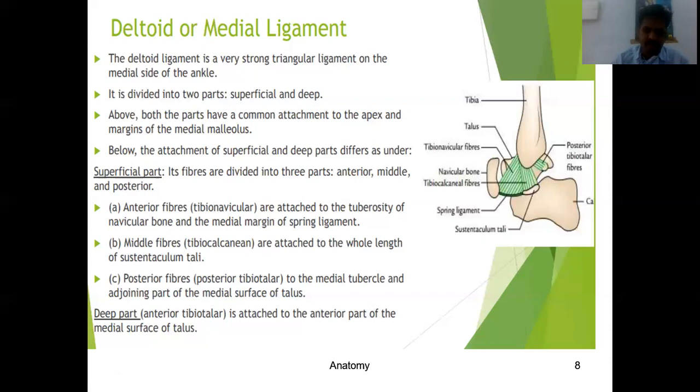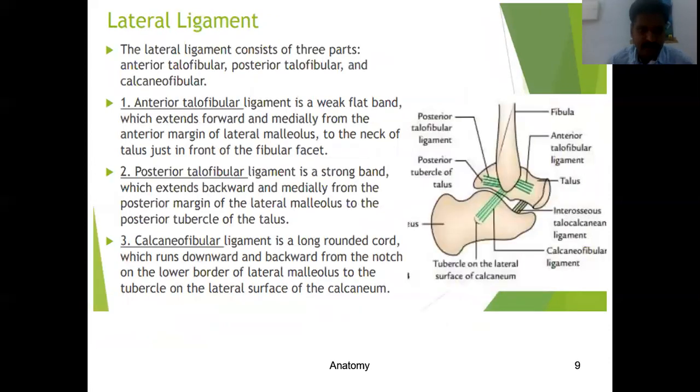Coming to the lateral collateral ligament. This lateral collateral ligament consists of three parts again: the anterior talofibular, posterior talofibular, and calcaneofibular. These are the three parts of the lateral collateral ligament of the ankle joint. The anterior talofibular is a weak flat band which extends forward and medially from the anterior margin of the lateral malleolus to the neck of the talus, just in front of the fibular facet.